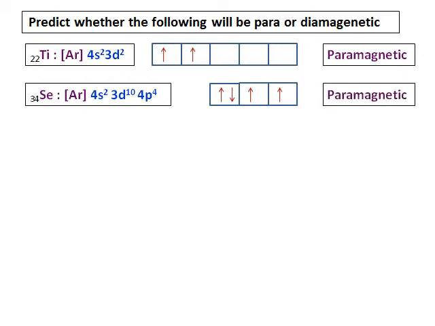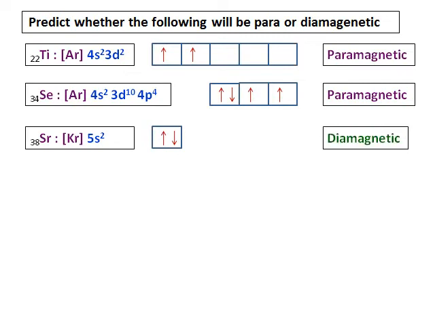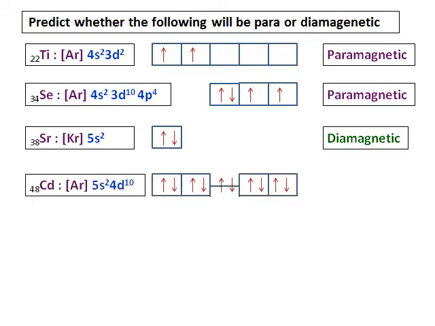So what you need to know from here is that an even number of electrons doesn't mean it will be diamagnetic. But the next element, strontium, has paired electrons, and hence it will be diamagnetic. The element after that is cadmium. Cadmium will also have paired electrons. All the electrons in cadmium are paired, and cadmium will also be diamagnetic.